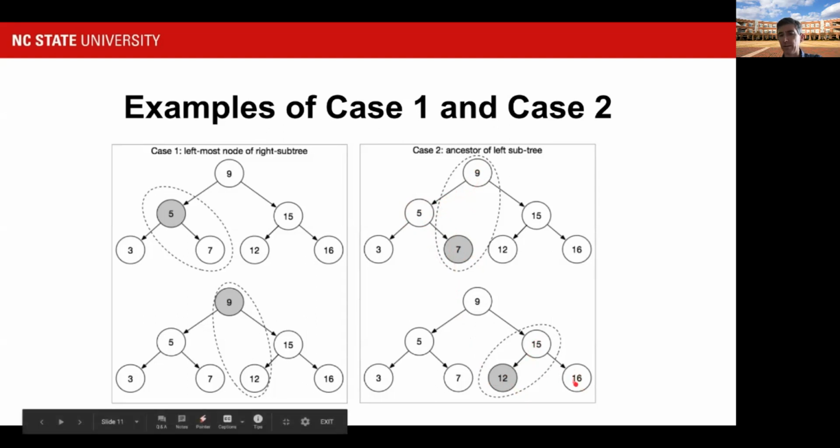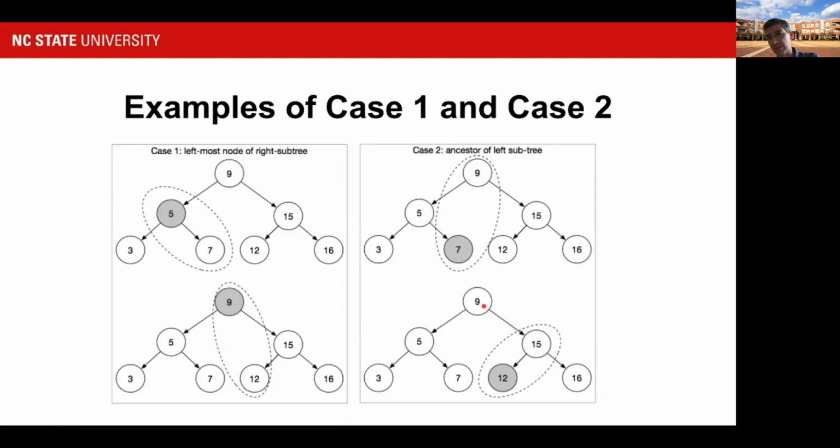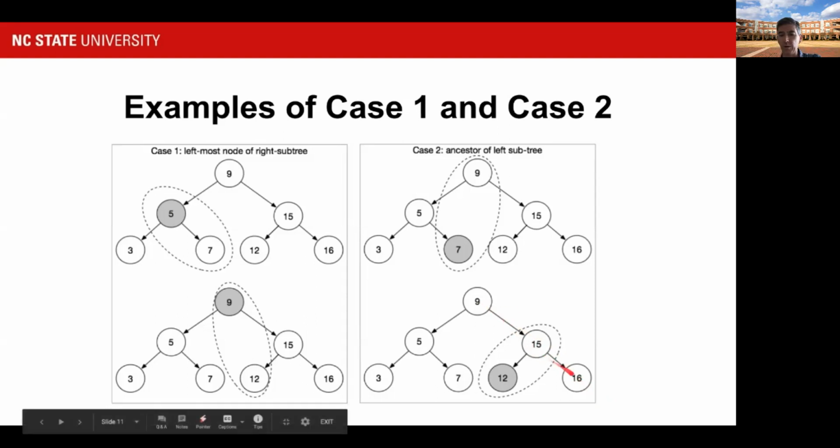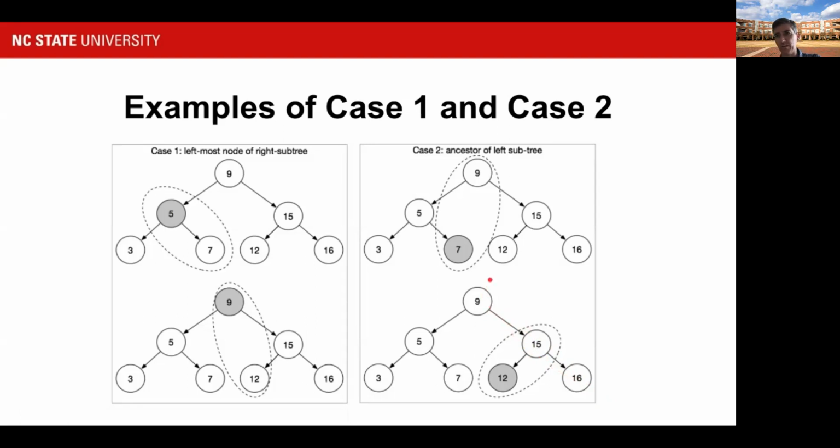However, if we were to ask this same question of 16, what's 16's successor? Then 16 has nothing in its right subtree, and when we go up looking for an ancestor for 16, we never find an ancestor that it would be on the left side of. And so we would go all the way up the tree to the root and then realize, oh, 16 has no successor. 16 is the biggest value in that tree, and so it can't have a successor.